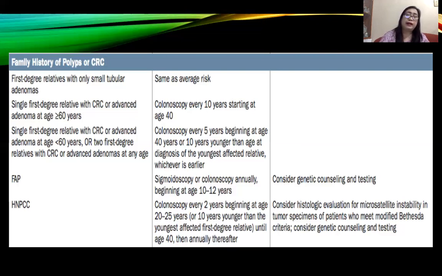For hereditary non-polyposis colorectal cancer, colonoscopy every 2 years, beginning at the age of 20 to 25 years old, or 10 years younger than the index age group, or until the patient reached 40 years old, then annual colonoscopy thereafter. Okay, so this is how you screen patients with family history of colonic polyp.